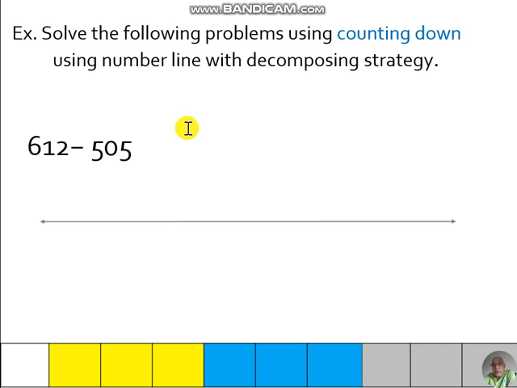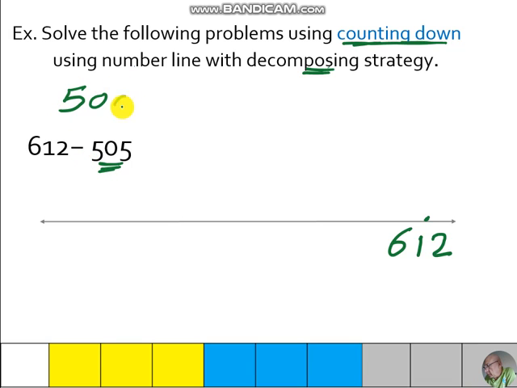Next one. Solve the following problem using counting down. Counting down means I write the big number in the right here. The big number is 612. The second, for counting down, I write this in expanded form, decomposing. The value of 5 here is 500. Plus 0 is nothing. The value of 5 here in the 1 place is 5.